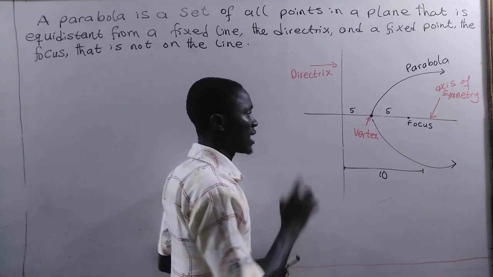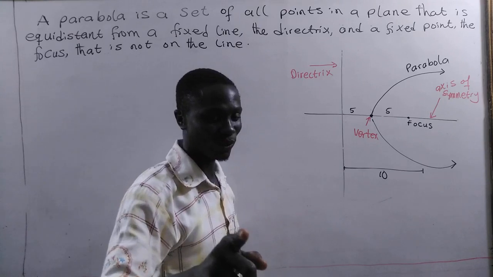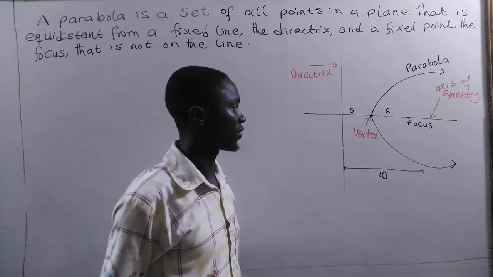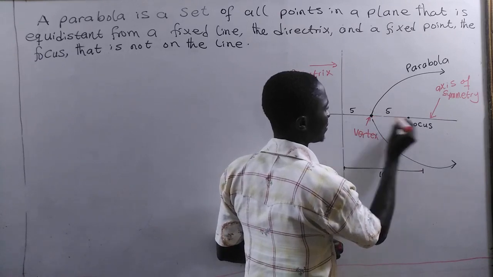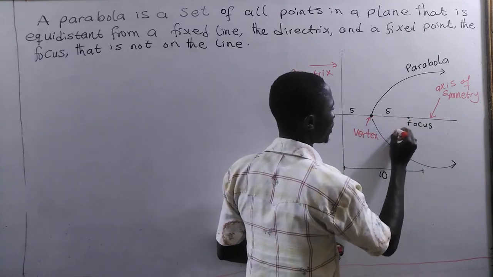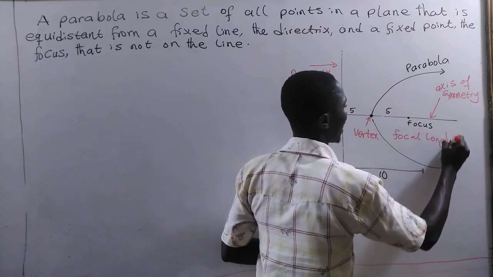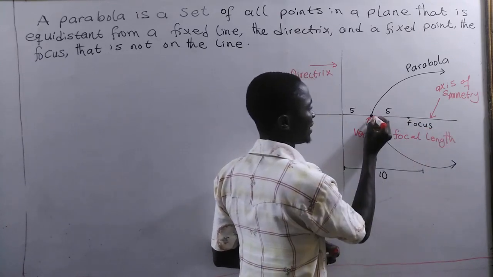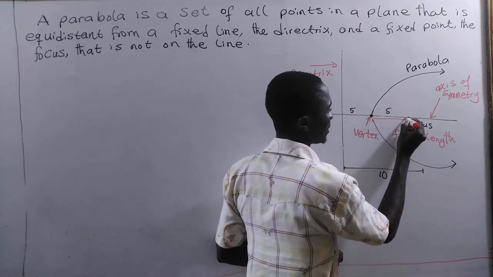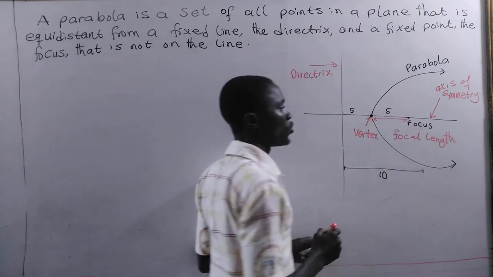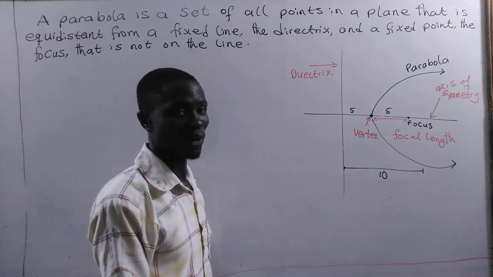Very simple as that. And here, there's one important thing that I did not write. Now let me include it first. The distance between the vertex and the focus is called the focal length. It's called the focal length. That's the distance between the vertex and the focus. This distance is called focal length. Very simple as that.